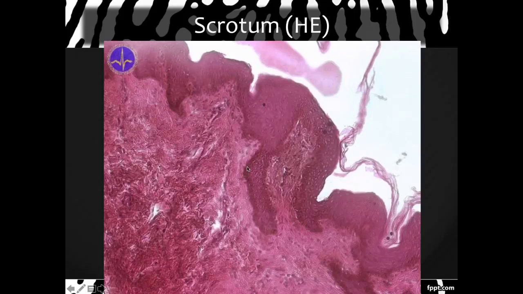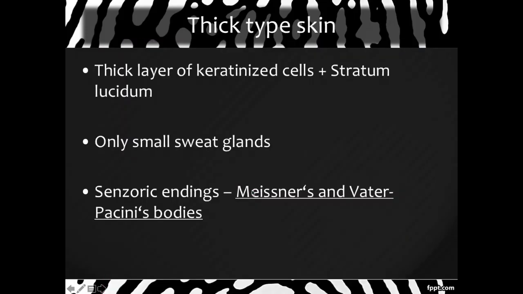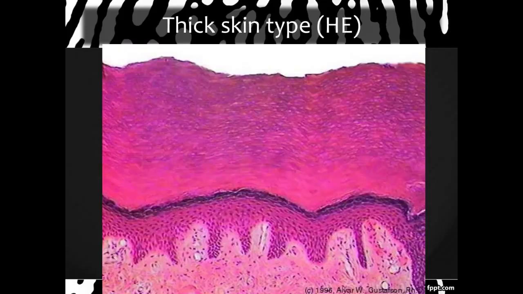Scrotum, which is sometimes pigmented. You can sometimes see pigmentation in the basal portion of the epidermis. And this is the thick skin type. You can see a thicker stratum corneum, like that. Sometimes there is a stratum lucidum here, and you cannot see any hair follicles or any sebaceous glands.